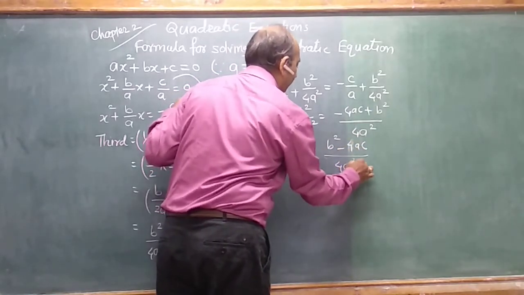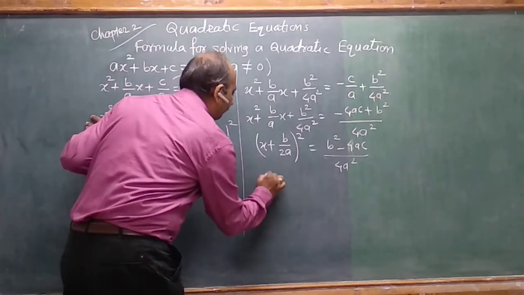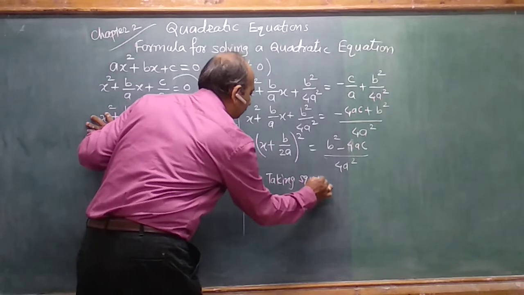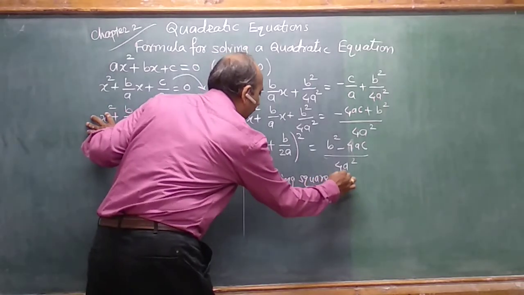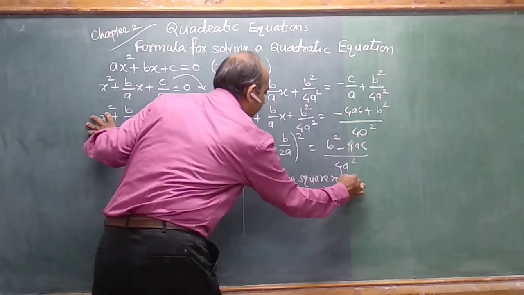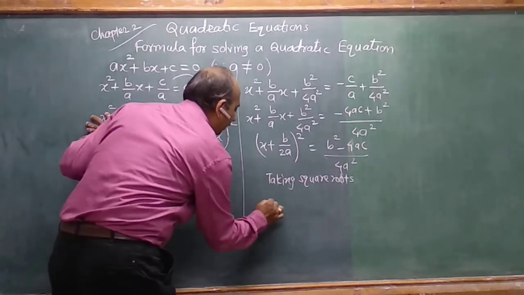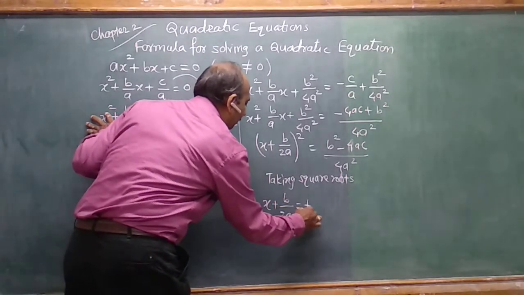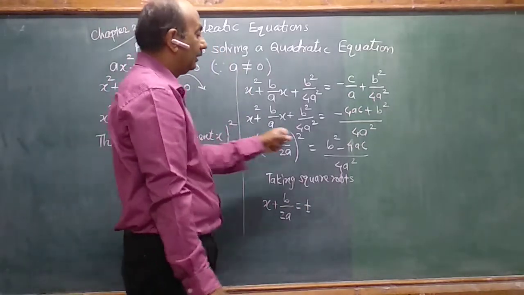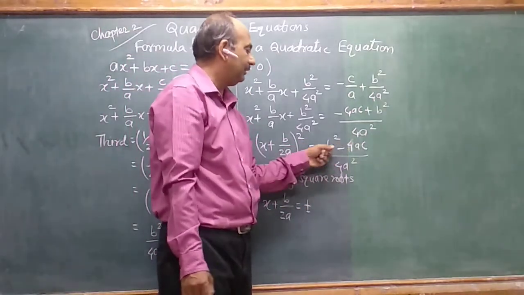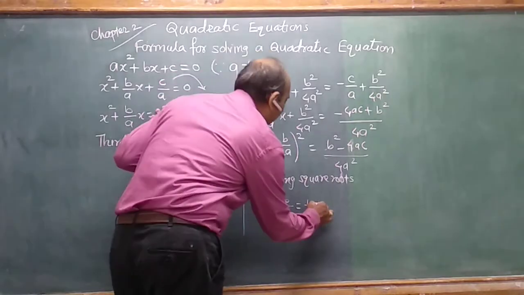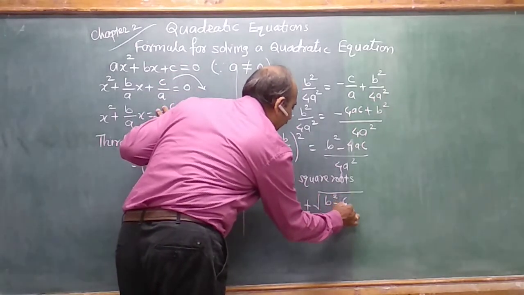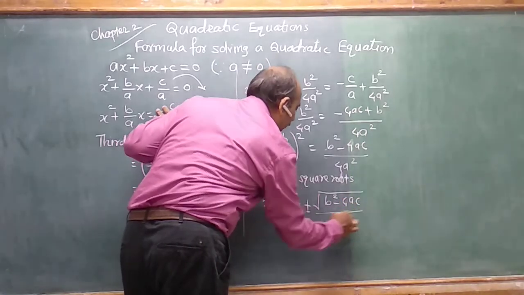Now taking square root, x plus b upon 2a is equal to plus or minus the square root of b square minus 4ac. This is not a complete square, so put it in a square root. So square root of b square minus 4ac, upon 2a.